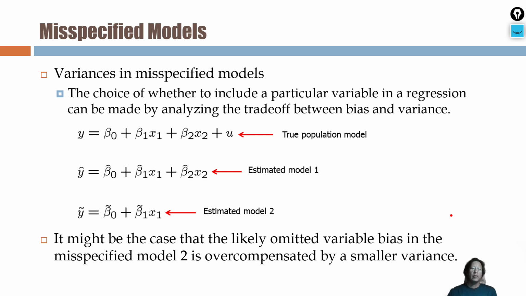Misspecifying the model is when we omit one of the important factors. Here we just take this one out, and then all the other coefficients will be biased. I know taking it out will create a bias, right? However, this may reduce our variance.